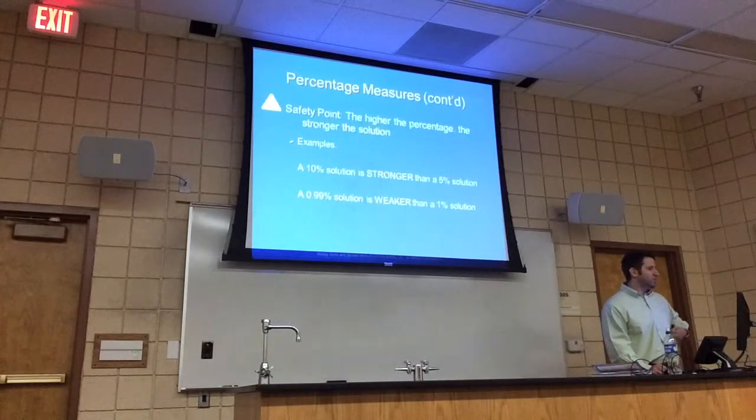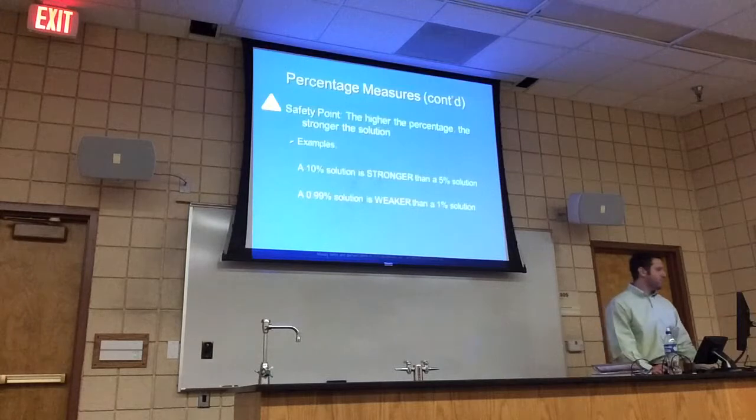So a 10% solution is stronger than a 5% solution. There's actually D10W and there's D5W. So D10W is a stronger solution or has more dextrose in it than D5W, the 5% solution. Just remember, a 0.99% solution is going to be weaker than a 1% solution because 0.99 is less than 1. Okay.